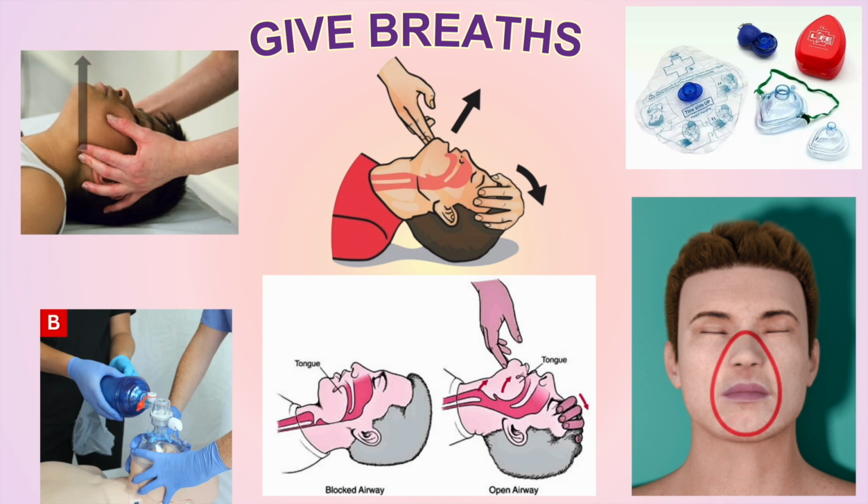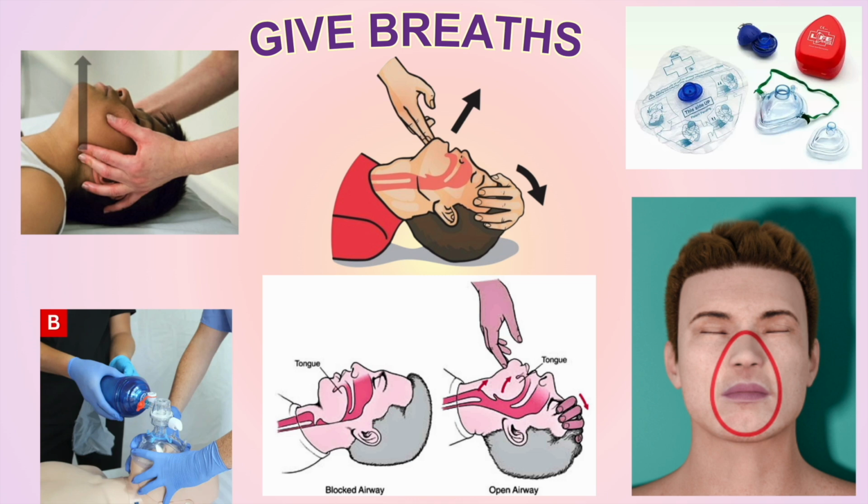When a head tilt chin lift doesn't work, or when we suspect a spinal injury, we should use the jaw thrust maneuver. Follow these steps. First, position yourself at the victim's head. Next, place one hand on each side of the victim's head. You must rest your elbows on the surface where the victim is lying.